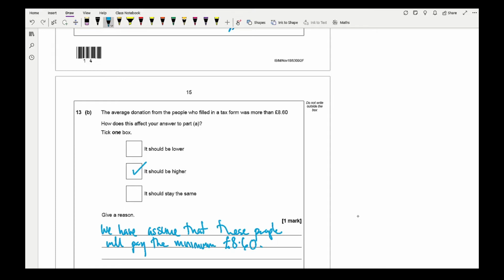You can also say that the 25% would be more if they're paying more, because we've only taken a 25% increase on the £8.60. You could say that the donations from the tax form would have increased. The people who filled out the tax form paid more. The tax is usually an increase, and if it's higher, they receive more, and they can go from there.